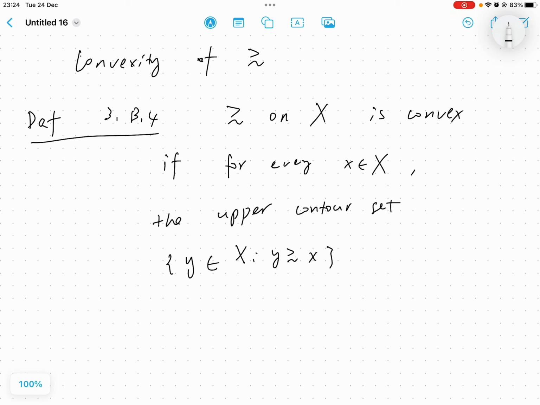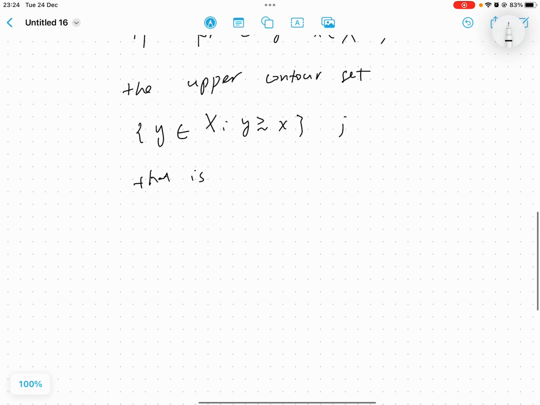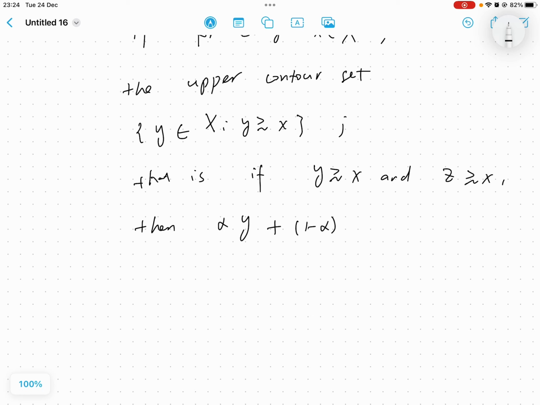It means that if we have two points, let's say y weakly preferred to x and another point z also weakly preferred to x, then the convex combination of those two points y and z with some weights alpha and 1 minus alpha is still weakly preferred to x, for any alpha which is a real number between 0 and 1.